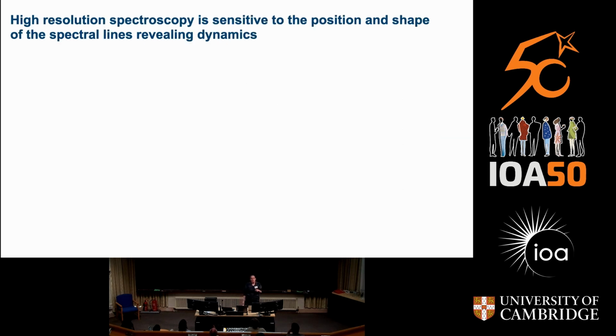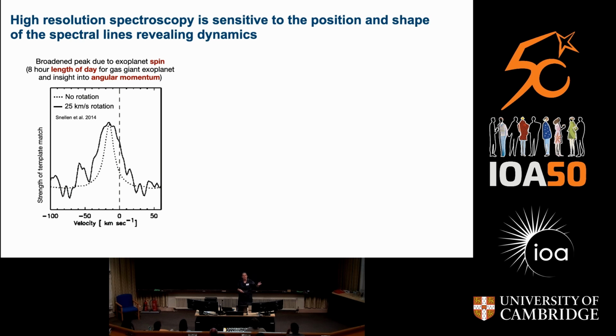Okay, so we've looked at composition and we've looked at potential escape. If we can have widely separated planets, those planets are freely rotating. And if we are able to extract the cross-correlation function for those planets, we can actually see that they're broadened. So the dotted line here is what we expected to find from the instrument resolution, but what we found was the solid line that shows you the broadening of the atmosphere. This was about an 8-hour day, and it gives us an insight into the angular momentum that planets acquire as they form.